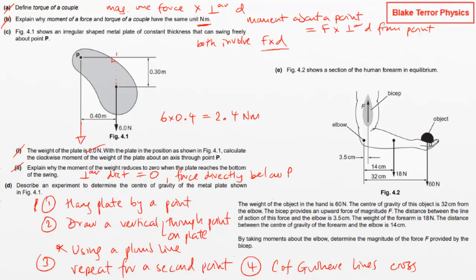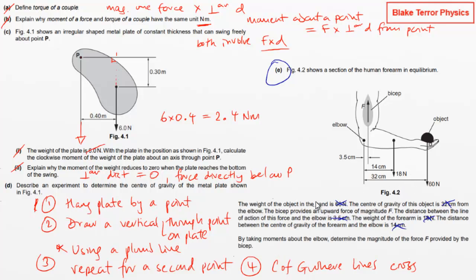Right, I've filled up a lot of the screen already. I'll switch over to blue for the last part. Figure 4.2 shows a section of a human forearm. They like all of this in equilibrium. We had this earlier with different numbers. The weight of the object is 60 newtons. The 32's there, 18's there, 14's there, 3.5's there, so it's all there. By taking moments about the elbow, determine the magnitude of the force F provided by the bicep.